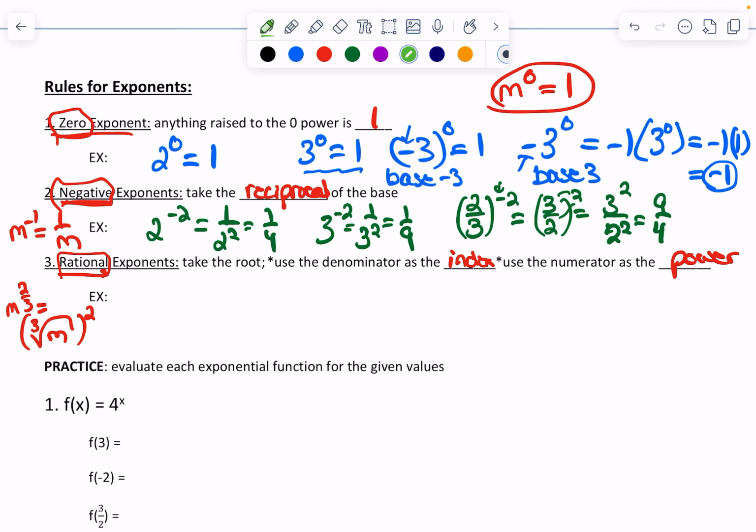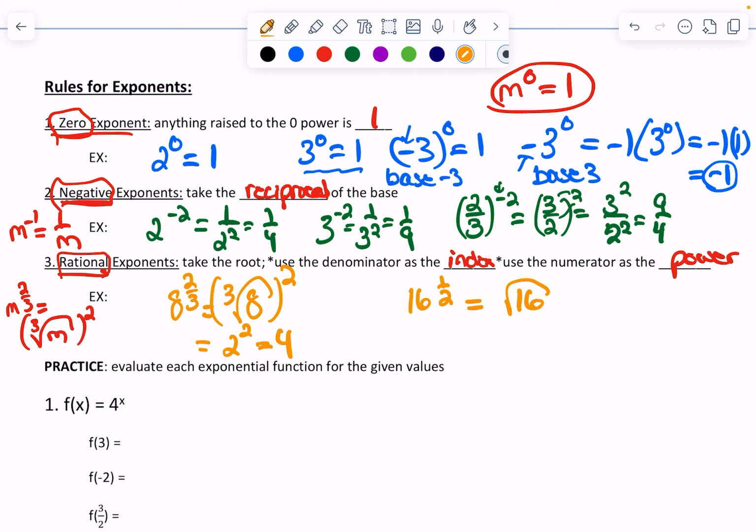Let's look at some examples here. Let's do, for example, 8 to the power of 2/3. This means that we are taking the cube root of 8 and squaring it. The cube root of 8 is 2, and then we square that 2, and that gives us 4. 16 to the power of a half would just be the square root of 16. The power of 1 we just don't need to write, because it's going to be the number itself. 4 to the power of 1 is 4.